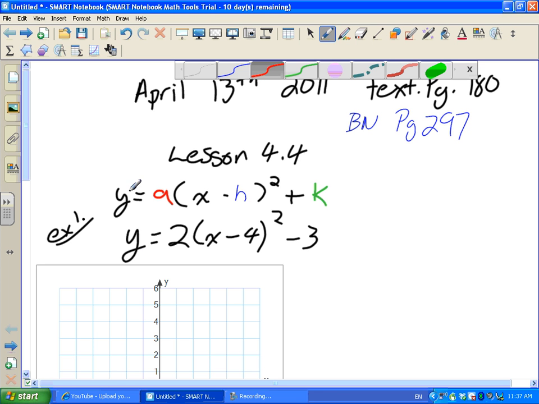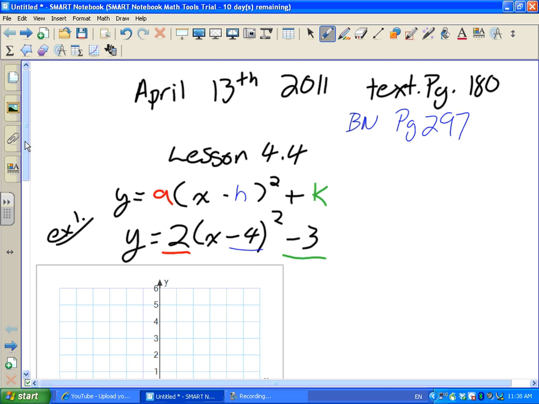So what in this equation represents our letter A? 2. Okay. What represents our K? Negative 3. Okay. Now, what represents our H? 4. Technically, it's positive 4. Okay, guys? It looks like negative 4, but technically it's positive 4. We're underlining the whole thing because we can think of it 2 different ways. So now we have our letters.